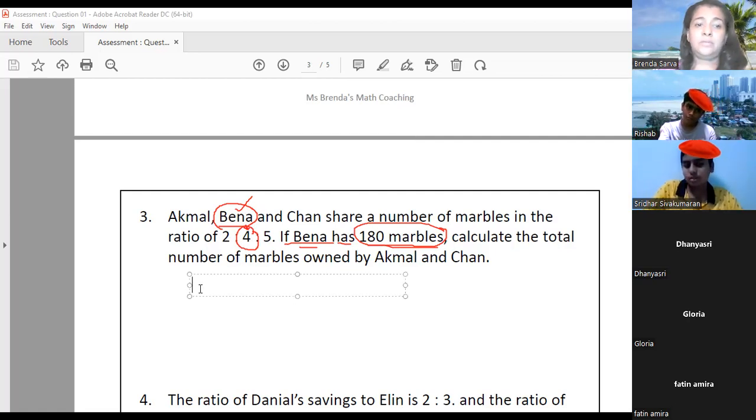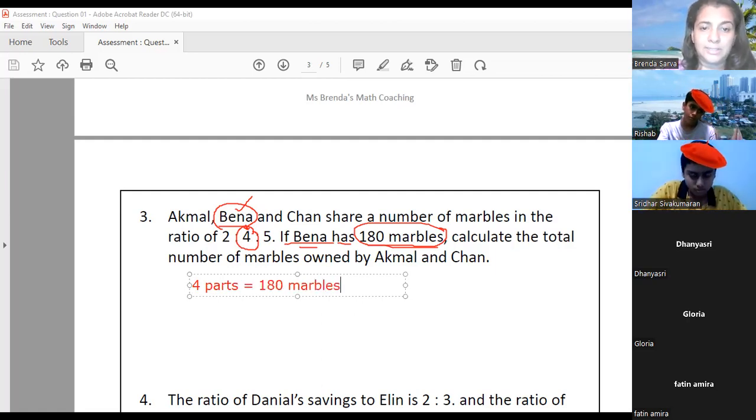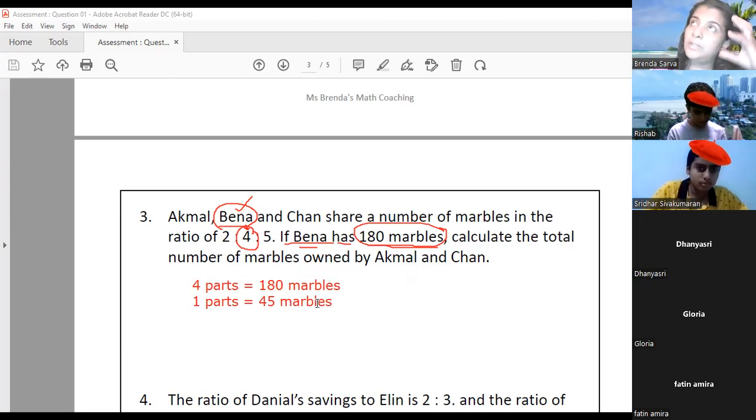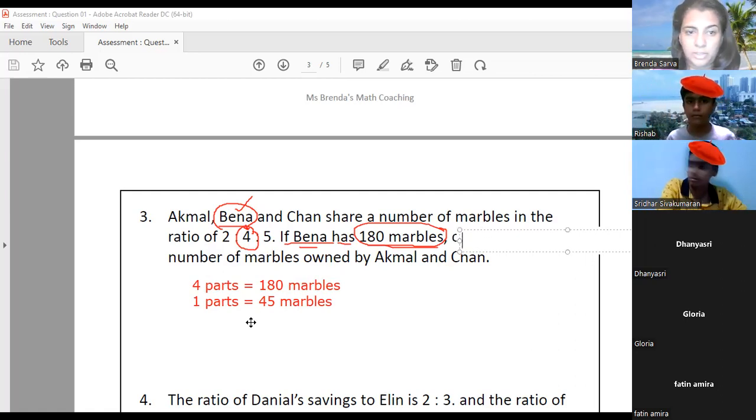All we need to do is our ratio. So 4 parts is equivalent to 180 marbles. Take out your calculator. Calculate for me 1 part is how much, or if not, use your brains. How much? 45. Very good. 45 marbles. Got it? Understand now? Yes. Okay. This is just our calculation, our deduction for 1 part. We haven't gone to the question. Now only we are going to the question.